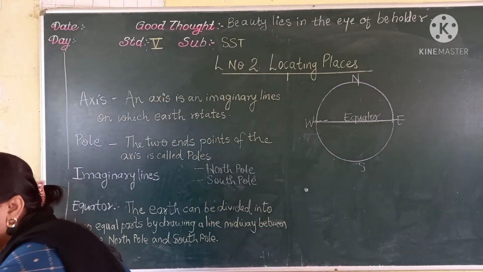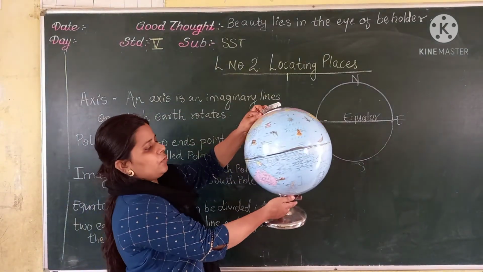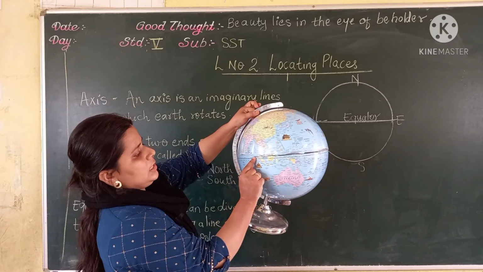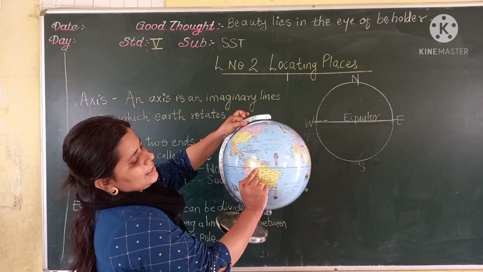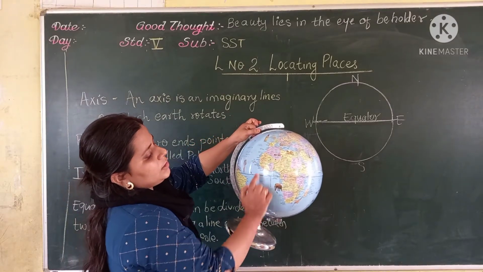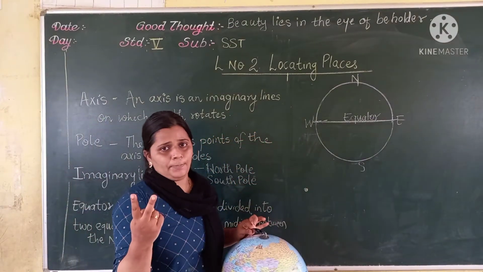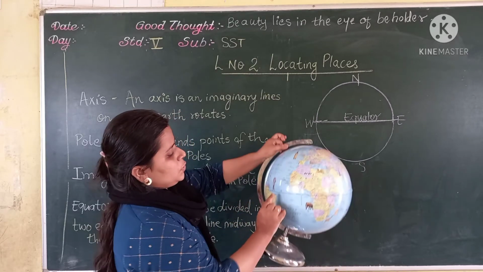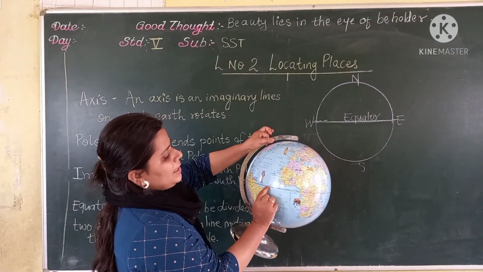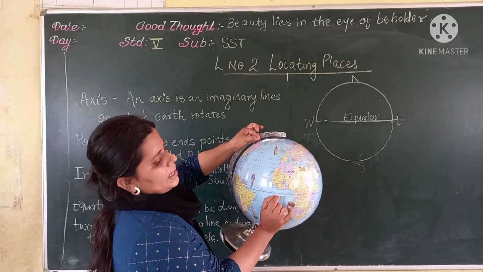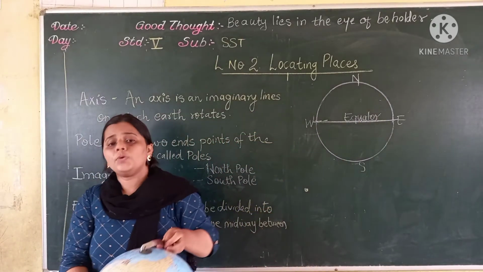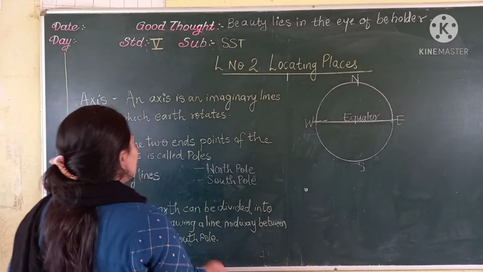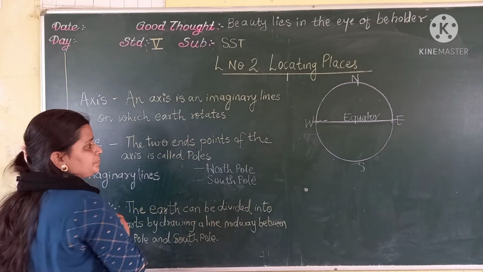Again, I will show you the picture of globe. I will show you the model of globe. Here you can see this line. You can see on the globe, this line, it divides the earth into 2 equal parts. Okay, so this line, the midway, the middle line, it is known as equator. Understood, students, about equator? Hope you have understood about equator.